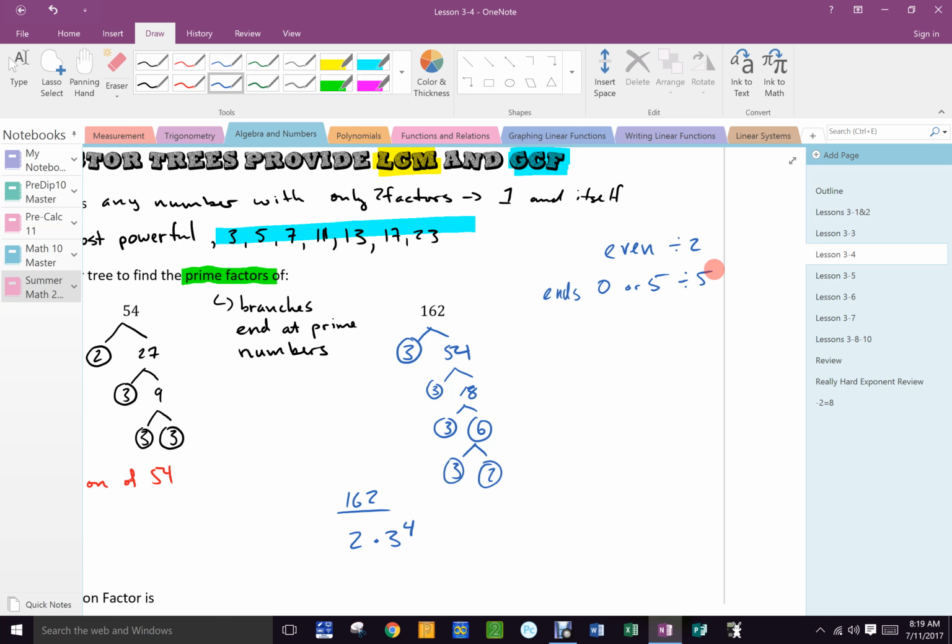Yeah. The sum of the digits, if the sum of the digits divides by 3, then the whole number divides by 3. So 1, 6, and 2 is 9. 9 divides by 3, so I can divide 3 into that. There's 1, there's 2, there's 3. Haley, you have a fourth one.